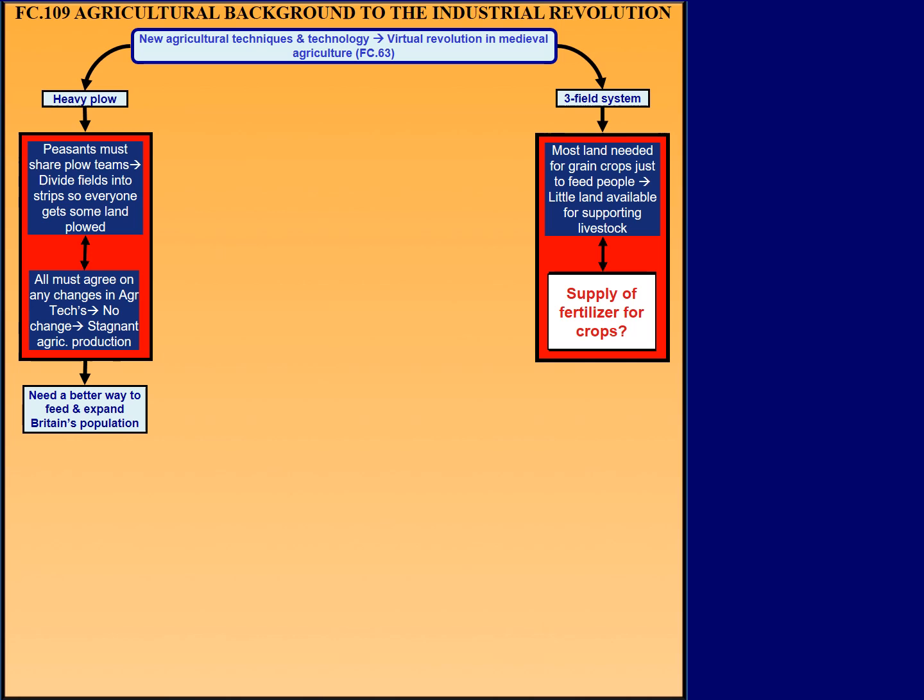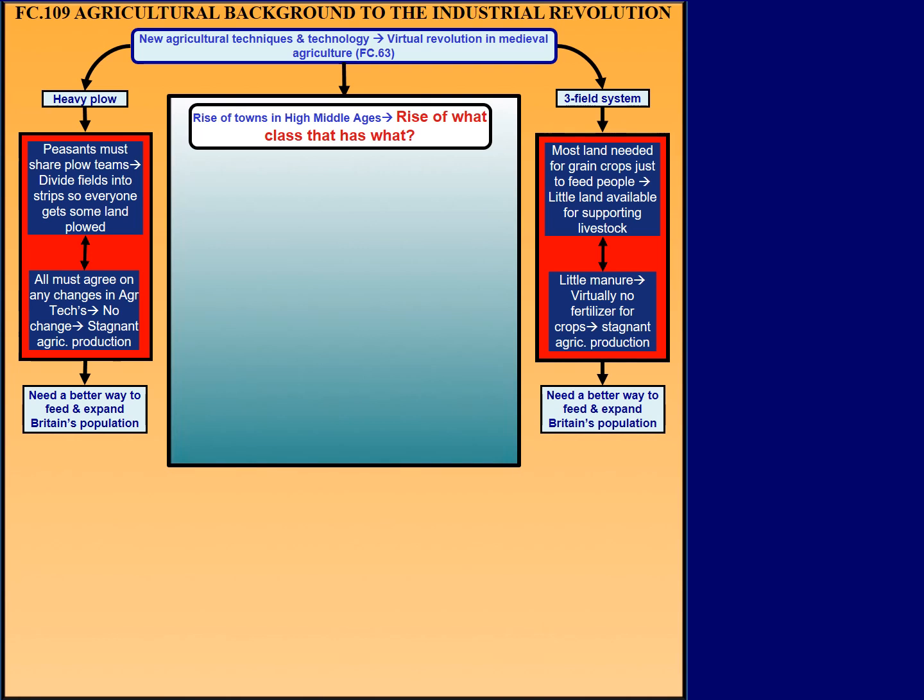Flow-on effect of this is, are you going to have any fertilizer for your soil to keep your crops producing at their best? Well, no, because the major fertilizer in this period is manure. So again, agricultural production is going to be stagnant. So we need to find a better system.